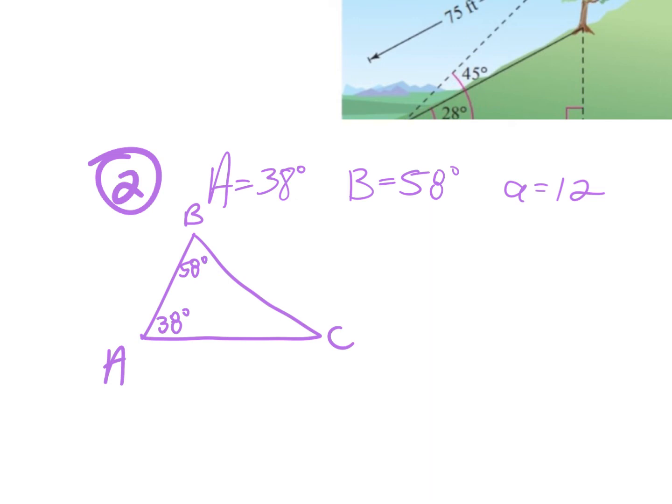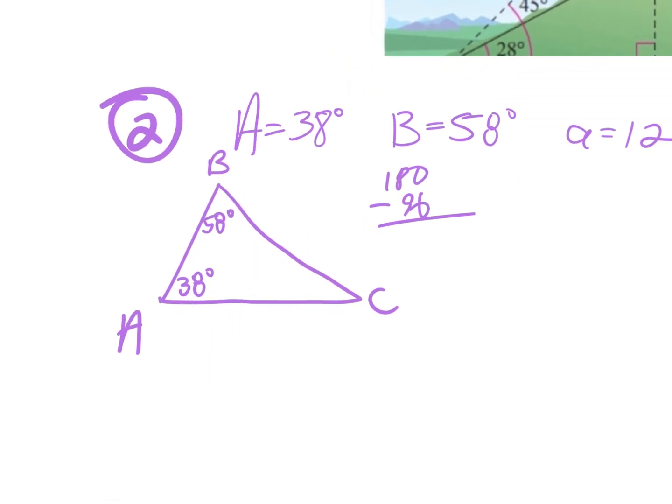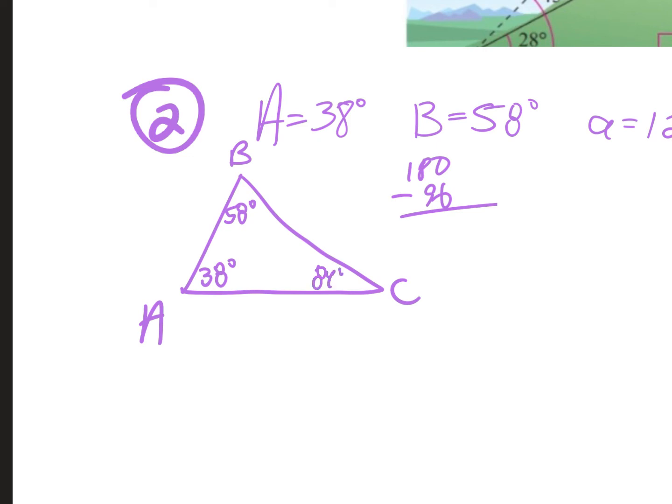You add them up. I'm going to add up 58 and 38. So what's 58 plus 38? 96. So I'm going to say 180 minus 96 and get what? 84. So angle C is 84 degrees. That might be the only thing that they ask you for.